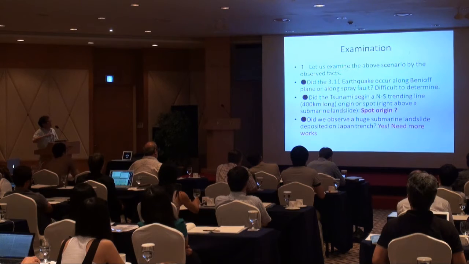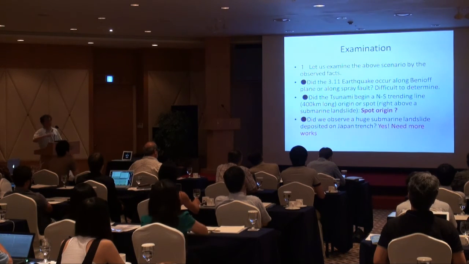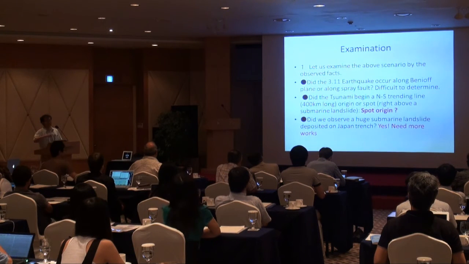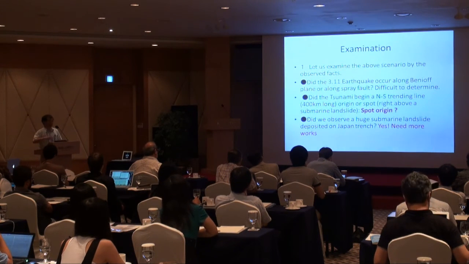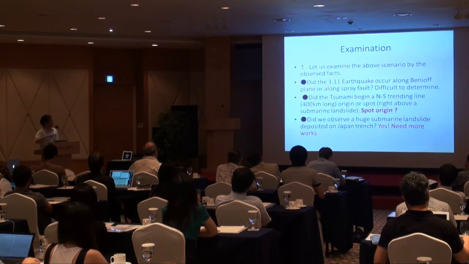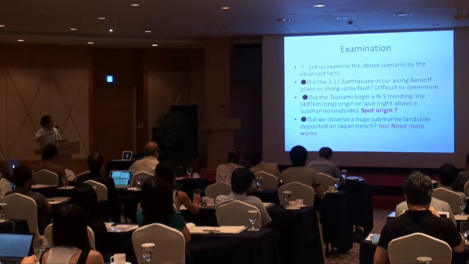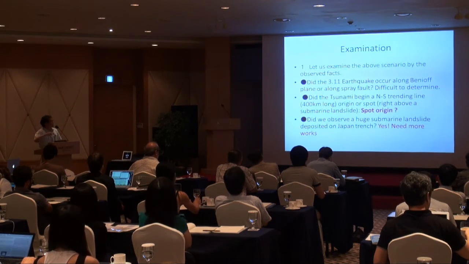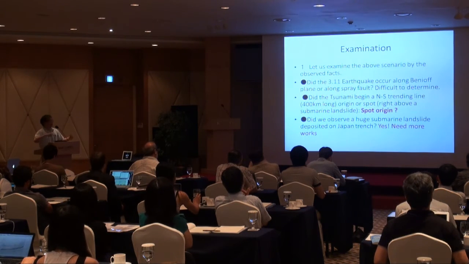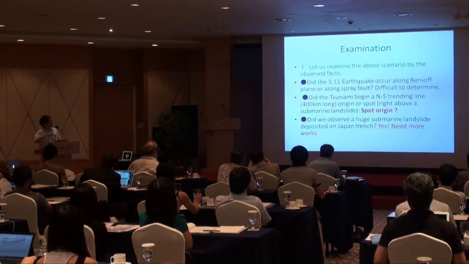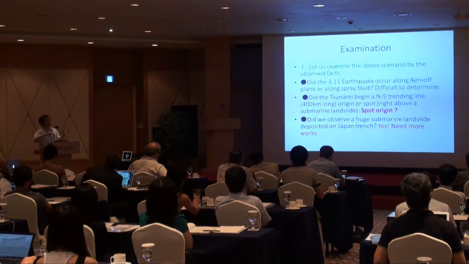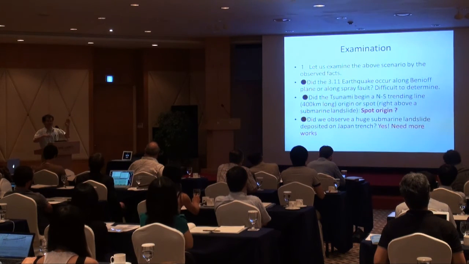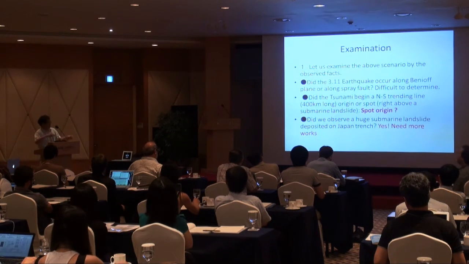So did the Tohoku earthquakes occur along Benioff plane or along splay fault? This is a very, very important key question, but difficult to determine. Somebody said yes, somebody said no. And did the tsunami begin as a north-south trending line source of tsunami or not? This is important, but as I see, seems to be spot origin supporting submarine slide. But somebody say, or the other say combination. So not yet completely decided.